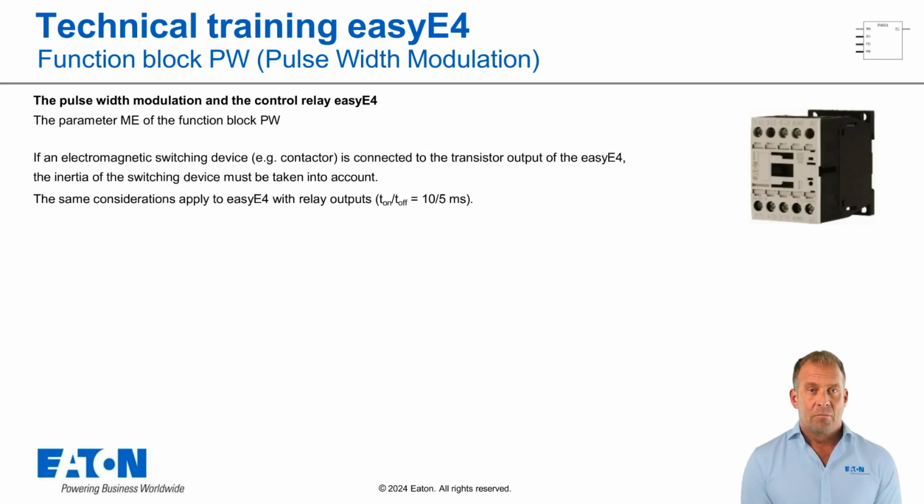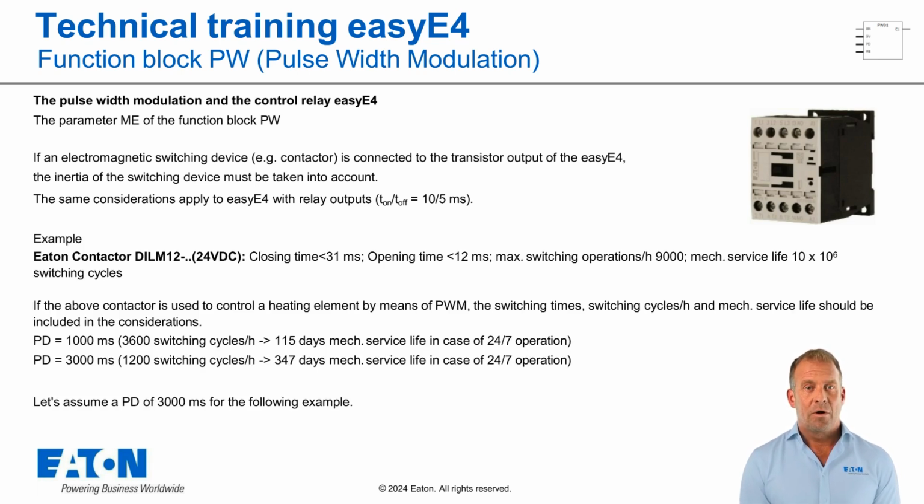The question is, what do you do with the ME input? An example, as illustrated: if you connect an electromagnetic switchgear, for example a contactor, to the transistor output of the EZ-E4, you have to consider the inertia of the switchgear. The same considerations must be made for EZ4 with relay outputs, T on, T off equal to 10/5 milliseconds. For the example below, let's assume a PD of 3000 milliseconds.